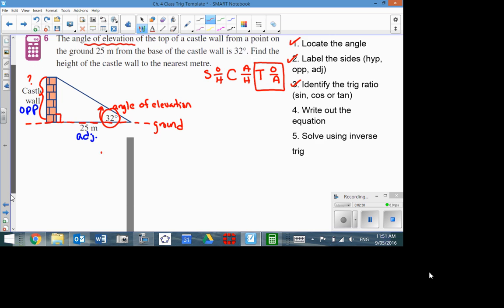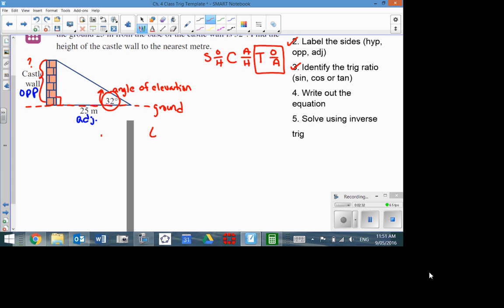Let's go ahead and begin to set up our equation. So I've got tangent of theta is equal to opposite divided by adjacent, and I'm going to substitute in everything that I have. So tangent, I have 32 degrees as my angle. I do not know the opposite side, but I do know that the adjacent side is 25.